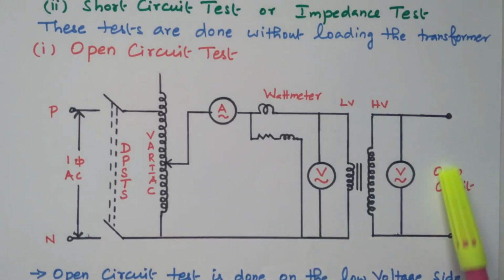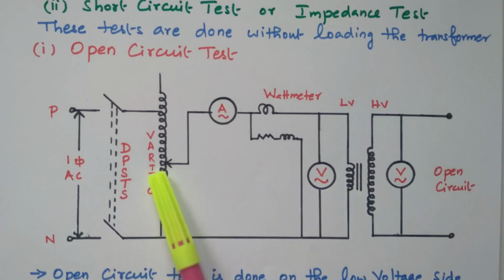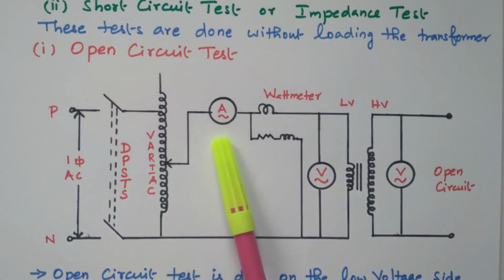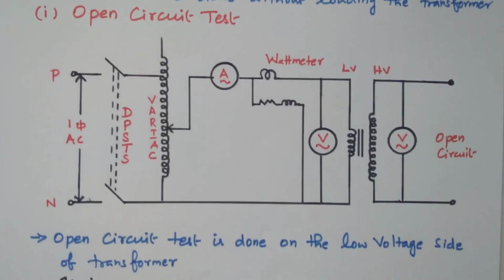The secondary circuit is kept open. The primary rated voltage is given to the primary winding by varying the variac. This ammeter will read the no load current, the voltmeter reads the rated voltage, and the wattmeter reads the input power. Because of less current, the power is only due to the iron loss. There is no copper loss. So the wattmeter reading refers to the power consumed by iron loss. Now, we will see the description.